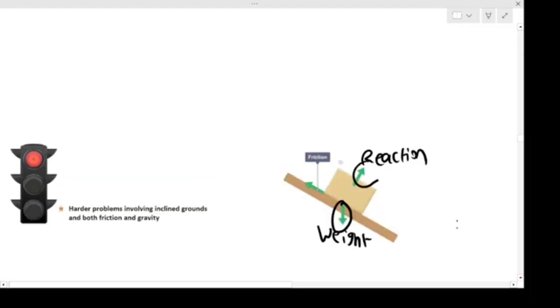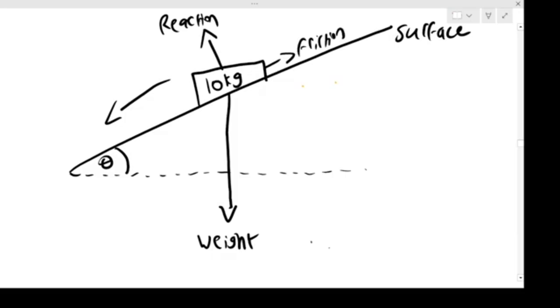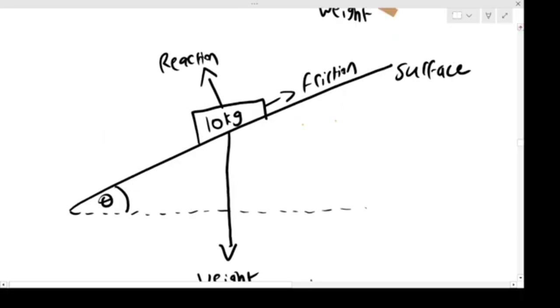I have a reaction force that acts up, but at an angle. So it's going to look a bit like this. That's my reaction force there. And then because the box is sliding down, the friction is going to act up like this, in the other way. Okay, so those are all my forces here. Hopefully you're with me, that's just the setup.